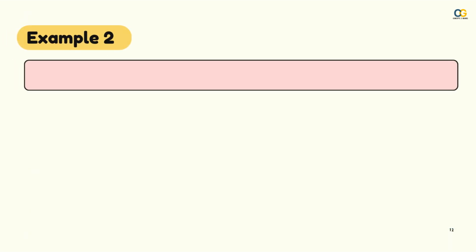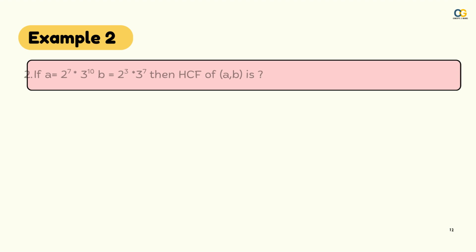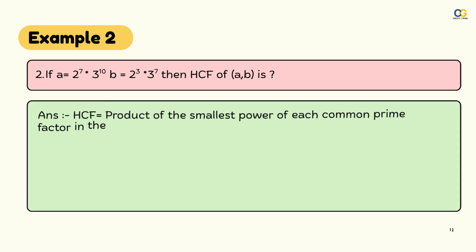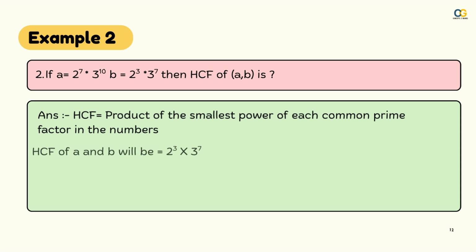Moving on to the next example. If a is equal to 2 power 7 into 3 power 10 and b is equal to 2 power 3 into 3 power 7, then the HCF of a and b is? Remember that HCF is the product of the smallest powers of each of the common prime factors in the numbers. So we have to take the ones with the smallest powers. In b, the smallest power of 2 is 3. So we take 2 power 3. The smallest power of 3, if I compare both, is 3 power 7, which is in b. So the HCF of a and b will be 2 power 3 into 3 power 7.